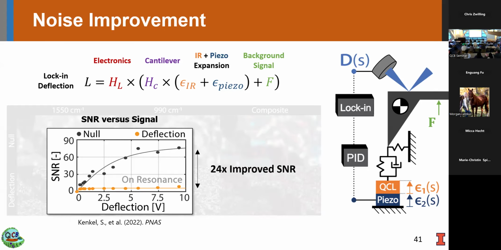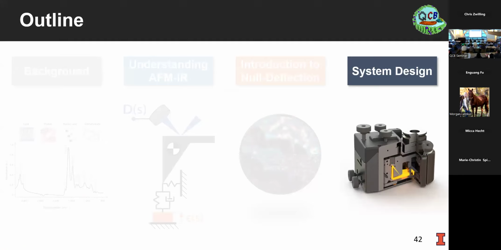Okay. So as for noise, essentially just a small claim. We can get basically up to 24 times improvement in noise and SNR when operating on resonance, where the sensitivity is still, even though it's null deflection, it offers the same sensitivity benefits. So we basically surpass that trade-off between high sensitivity with resonance and high noise.